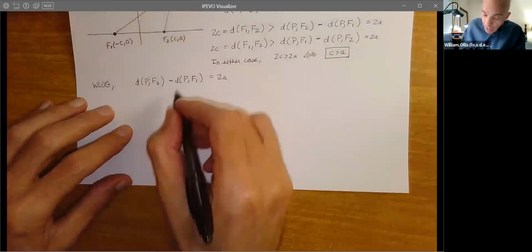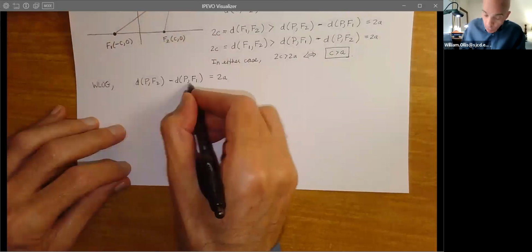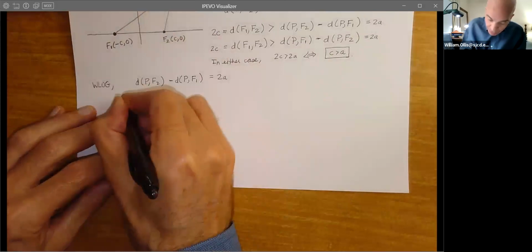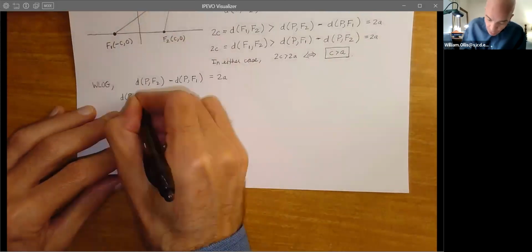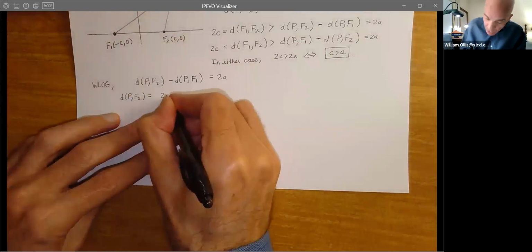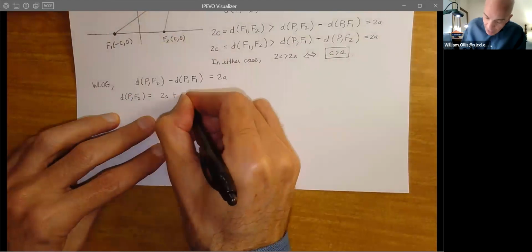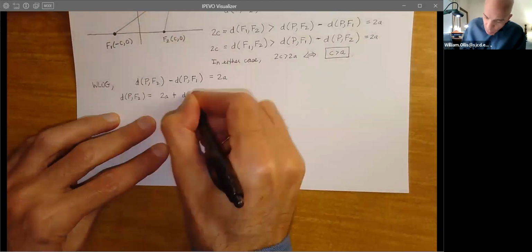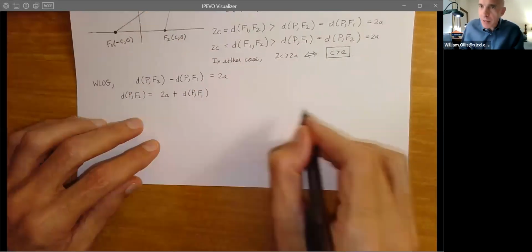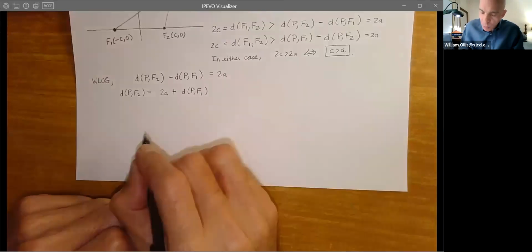So first, let's go ahead and move this over. So we'll have the distance between P and F2 will equal 2a. So very similar to the last one. And a lot of times I'll just say, oh, well, this is like the last one, everyone, so we don't have to do it. But I feel that the level of comfort is not there. So let's just go ahead and see what this will give us.